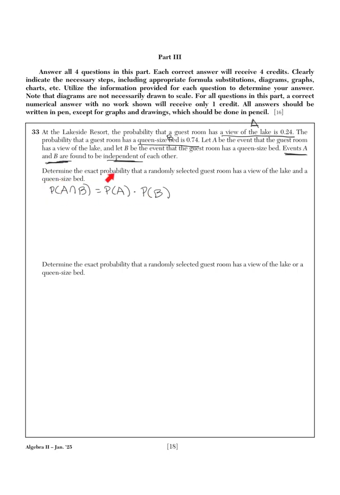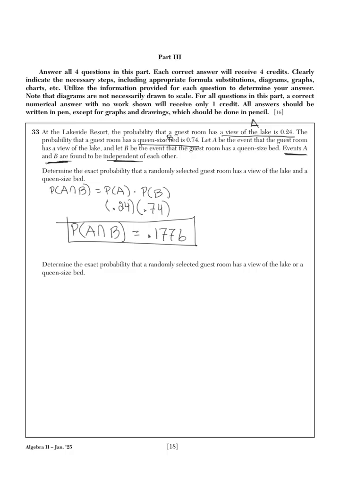It says determine the exact probability that a randomly selected guest room has a view of the lake and a queen size bed. This is a symbol for and. View of the lake and a queen size bed. This is what we're finding. Well, we know what this is. They gave it to us. It's 0.24. And we know what this is. They gave it to us. It's 0.74. So all you really have to do is multiply 0.24 times 0.74, and that's going to give you the probability of having a lake view and a queen size bed, which would be 0.1776. There's your answer for the first part.